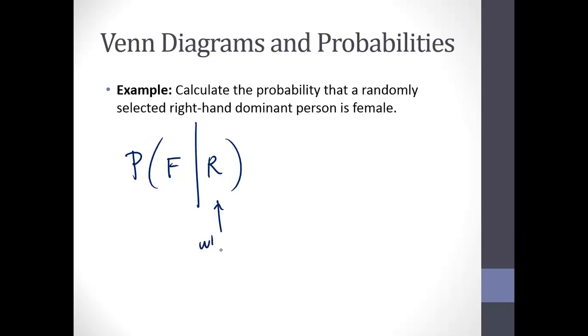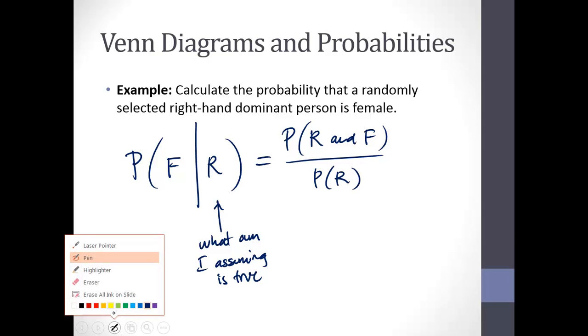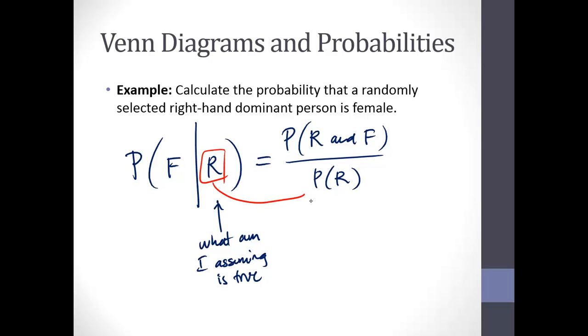So what goes here is what I am assuming. And here we want the probability that, assuming I've selected a right-handed person, they are also female. This is our notation for that. Now if we want to find this probability, we know our formula. It's the probability of being right-handed and female divided by the probability of being right-handed. A way to remember this is whatever's in this box is what goes in the denominator. Whatever comes after the given sign goes in the denominator.